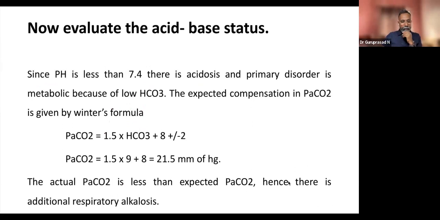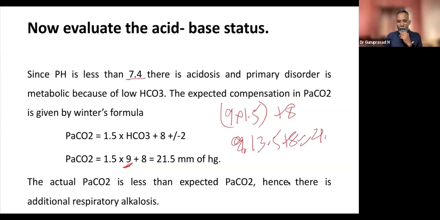Now next you evaluate the acid base status. The pH is 7.4, and you have to see whether the problem is with the bicarb or the PaCO2. So the problem is the bicarb, because the bicarbonate is 9. So the primary disorder is a metabolic disorder. So you have to calculate the compensation. So calculate 9 into 1.5 using the Winter formula plus 8. So 9 into 1.5 will be 13.5, plus 8, it will be equal to 21.5. So the expected PaCO2 is 21.5.